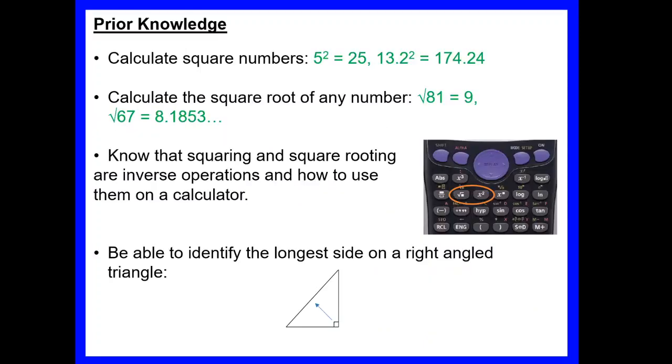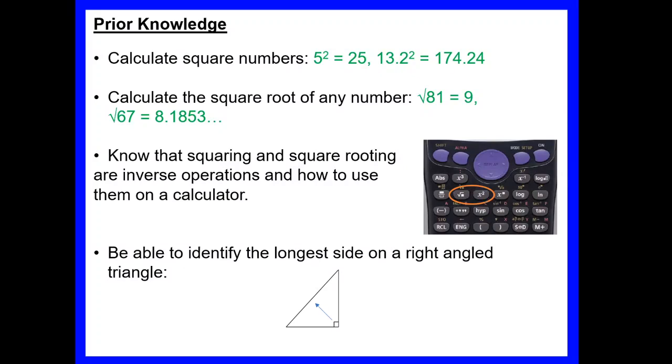So again, before we start, let's just check our prior knowledge. You should be able to calculate square numbers. I've given a few examples there of square numbers. You should be able to calculate the square root of any number. Again, a few examples there. You should know that squaring and square rooting are inverse operations and how to use them on your calculator. So on a normal Casio scientific calculator, we've got our square root button here and we've got our squared button here. So you should be familiar with those two buttons.